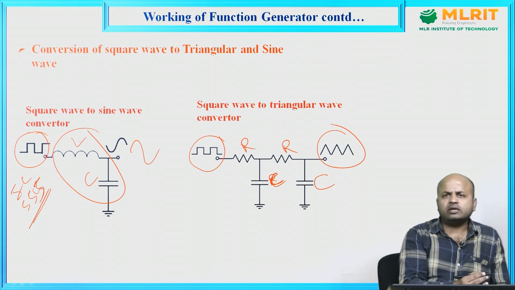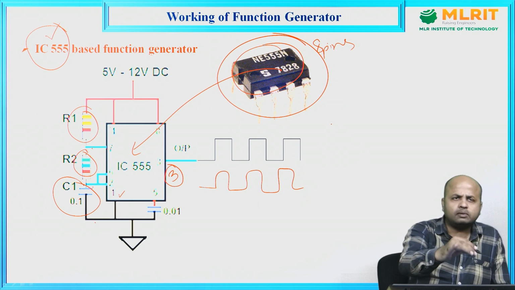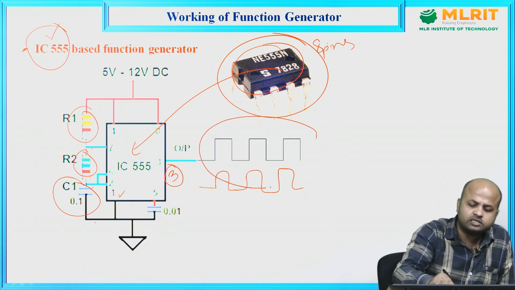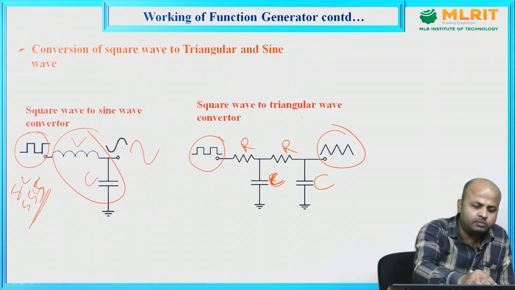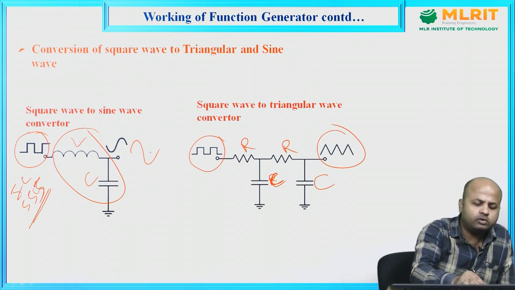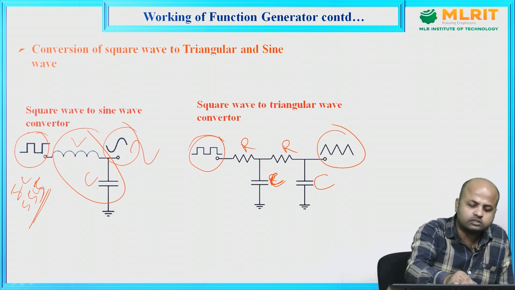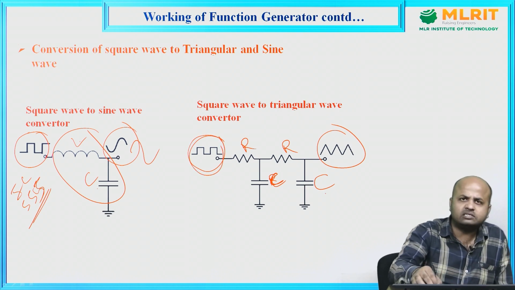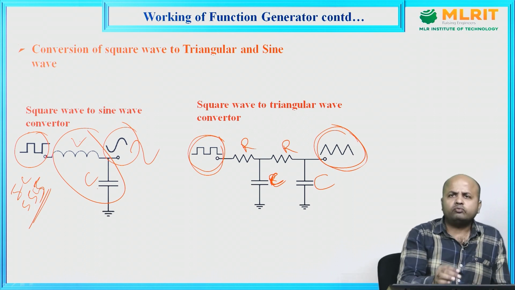So what we learn is that IC555 can only give us a square wave. But if you pass this square wave to an LC filter, we can generate the sine wave also. If we pass this square wave to an RC filter, we can get a triangular wave. So in this way, we can get all the 3 waveforms.